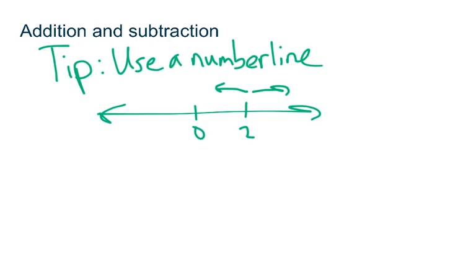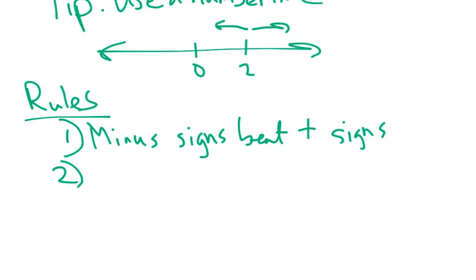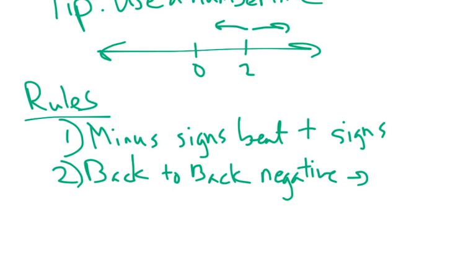But then, like we were doing with multiplication and division, there are some rules, so let's go over those. First rule is that minus signs beat plus signs. I'll explain what these mean. These are great rules to have, but you still have to know what they mean. The next one is back-to-back negatives become plus signs. It only works if they're back to back.